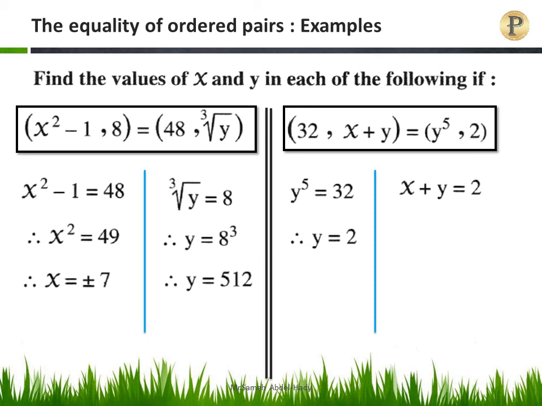The first step, I will take the fifth root of y to the power 5 and of 32, so I have y equals 2. I will replace the y value in the next equation. x plus y equals 2, so I will replace y by this value 2 and write x plus 2 equals 2, therefore x equals 0.